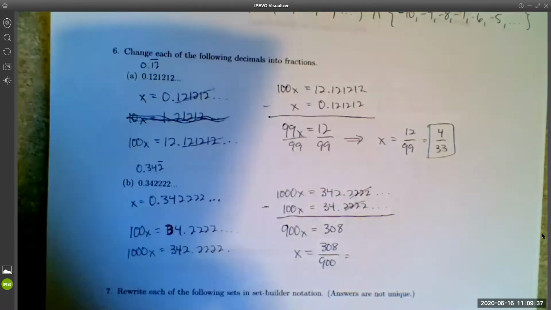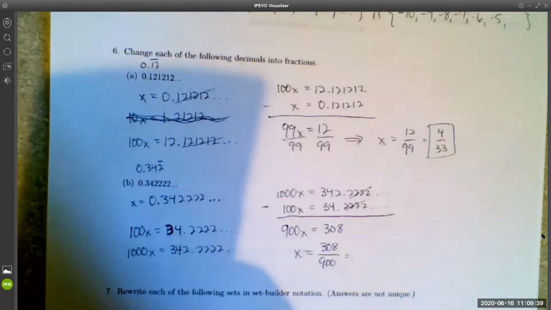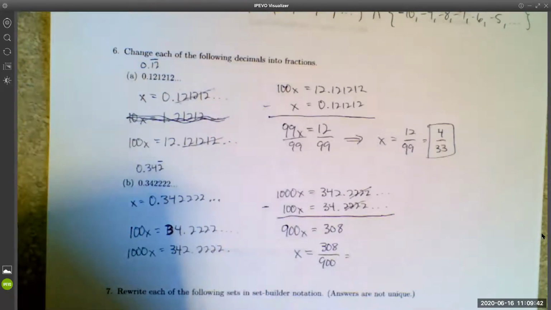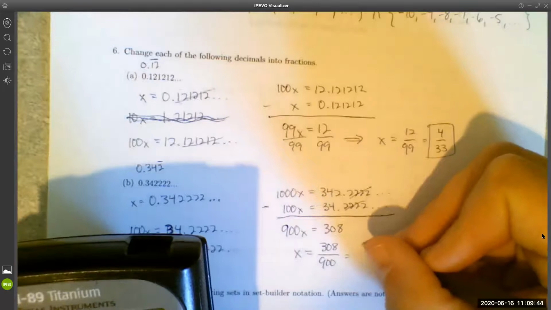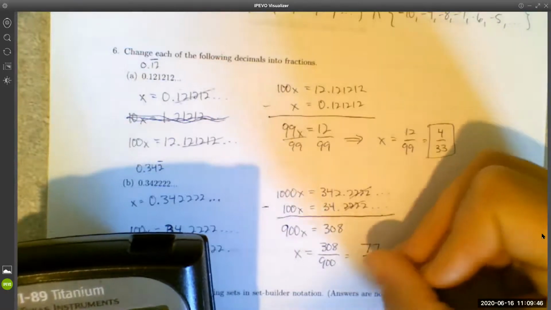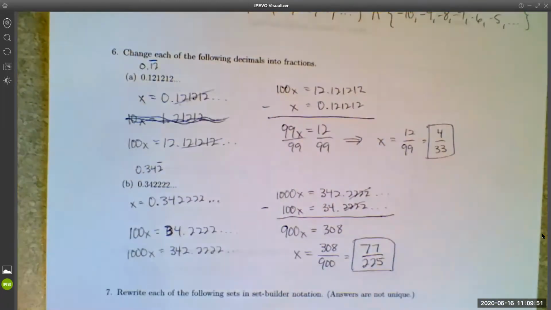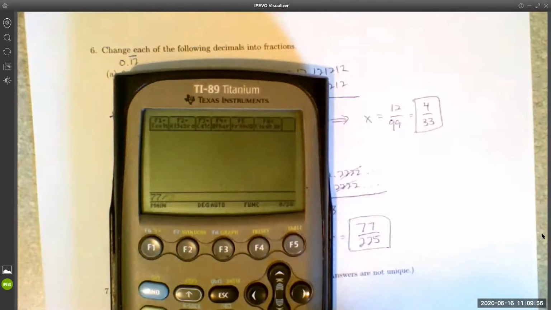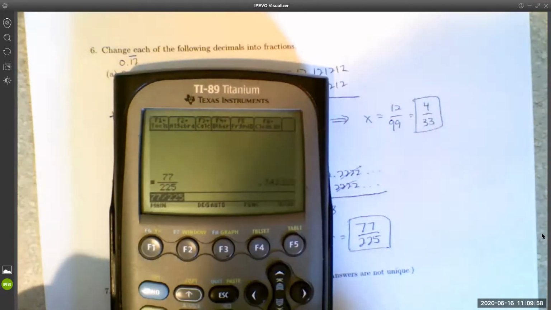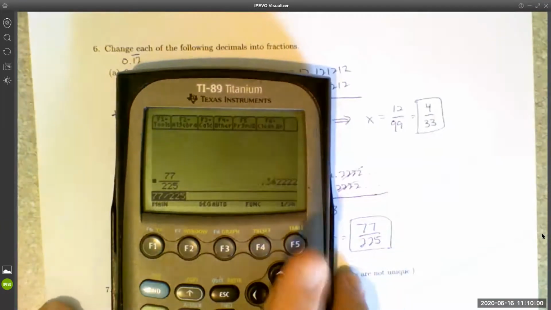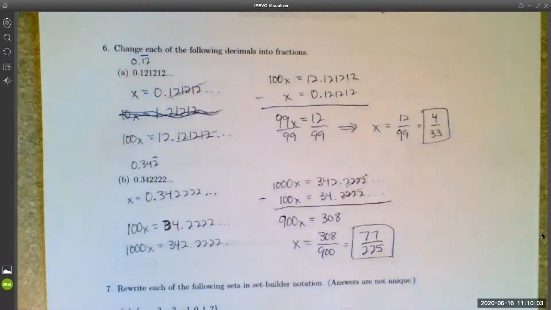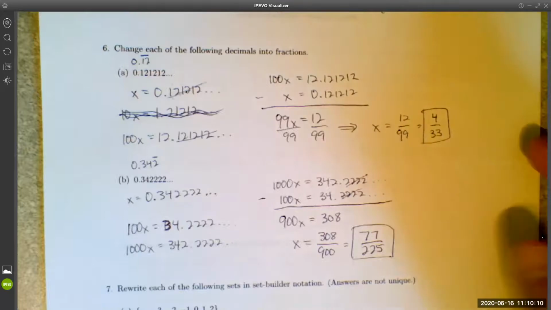Which reduces by at least 2. Let me see, 308 out of 900 by more than 2. So this will go all the way down to 77 out of 225. So there you go, 77 out of 225. And again, we can verify this on the calculator, right? 77 out of 225 is, yeah, 0.342222. So there you go. So that's how you change a non-terminating decimal back into a fraction.